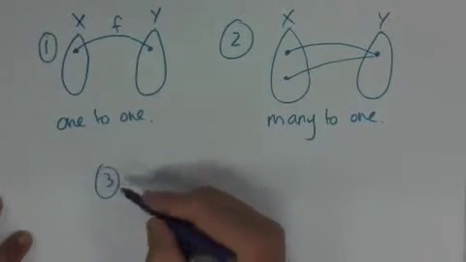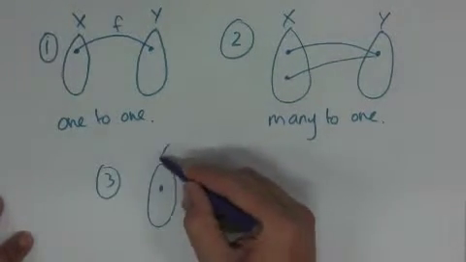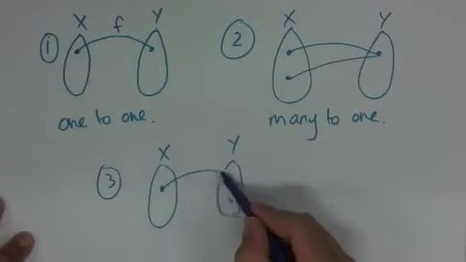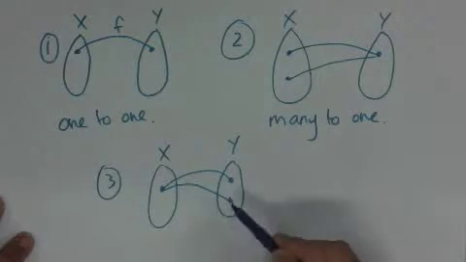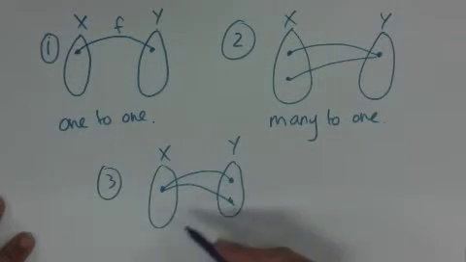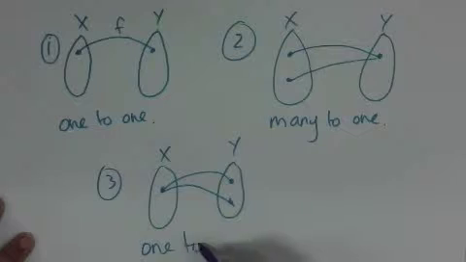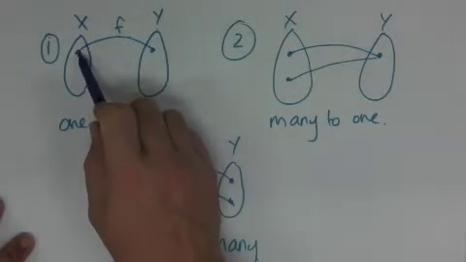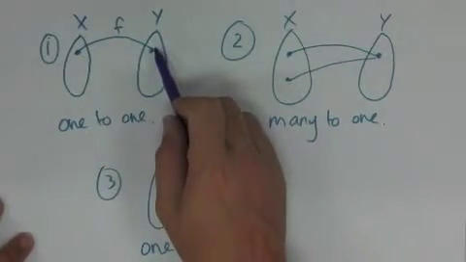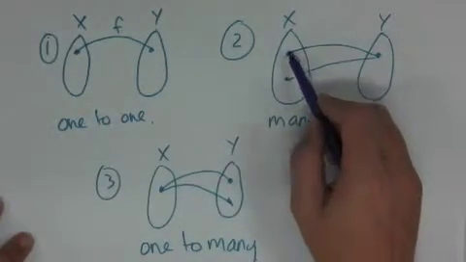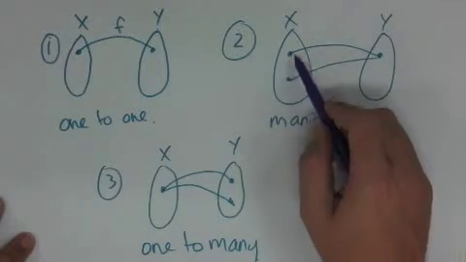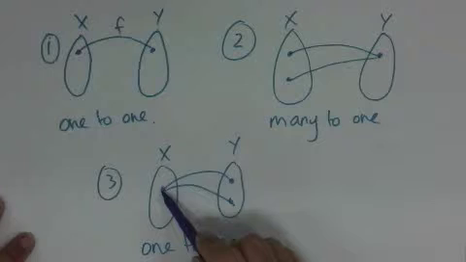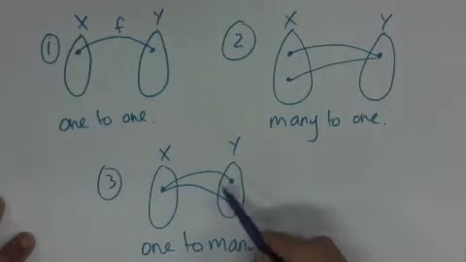The third situation I have is that I have one value in x being transformed by some rule to two values in y, and this is what we call a one-to-many situation. So one-to-one, one value in x following a rule to associate it to a value in y. Many-to-one, multiple values in x being associated by some rule to a value in y. And one-to-many, one value in x being associated to multiple values in y.